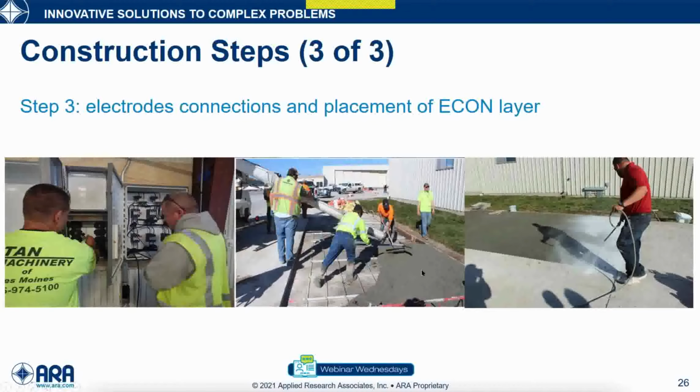So this is the normal. This is the ECON layer. So it looks like normal concrete. We didn't have a specific equipment to place the ECON layer. So it's like normal concrete. We place it on top of the ECON layer, and here are the electrodes. And then, like normal concrete, we have to cure the surface to prevent any shrinkage cracking and maintain moisture within the ECON layer.